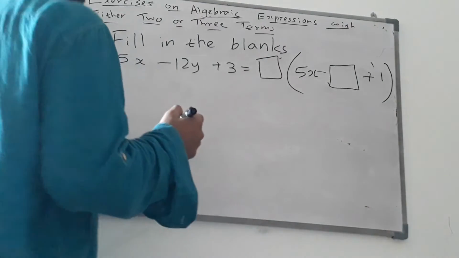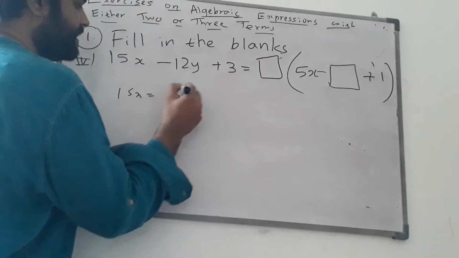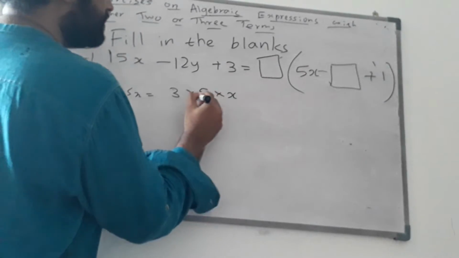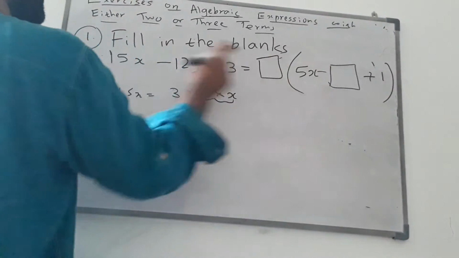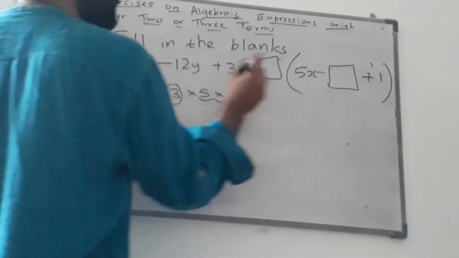Okay, 15x means what? 15x means 15 times x. 15 can be got by 5 times 3. 5 times 3 is 15. So 15x can be written like 3 times 5 times x. 5 times x is 5x here. So to get 15x, we have to multiply 5x by 3. So the highest common factor of the expression is 3. So we found the highest common factor now.